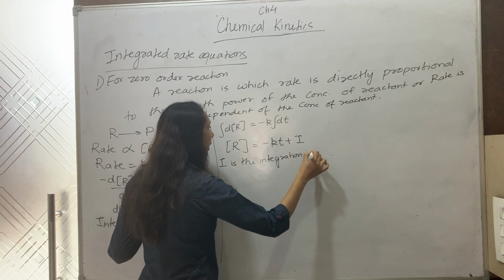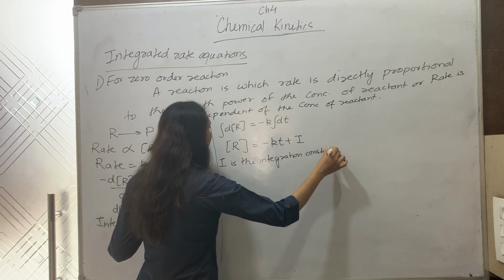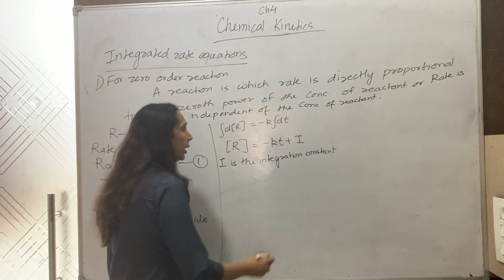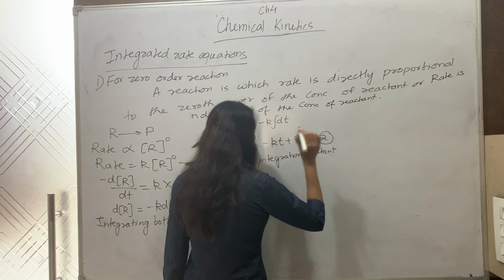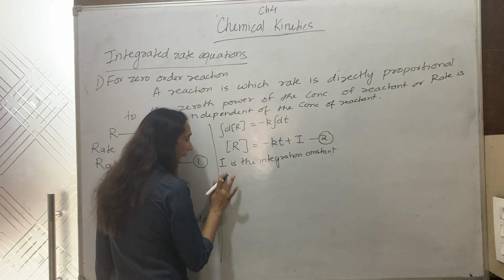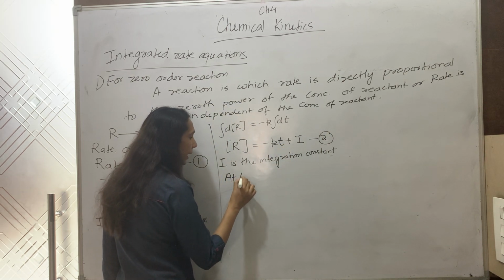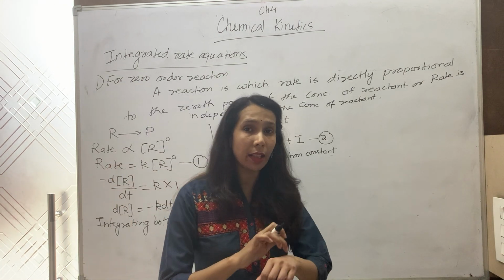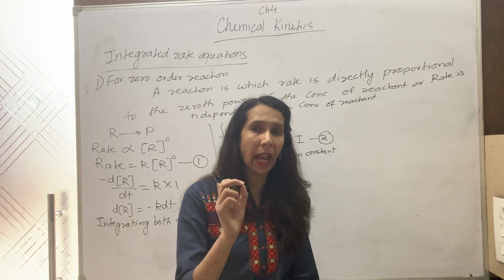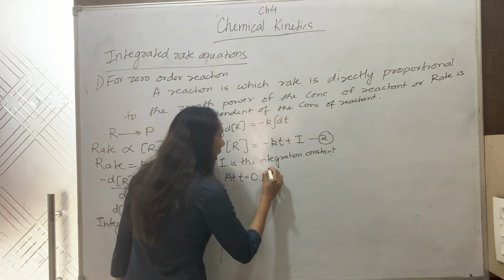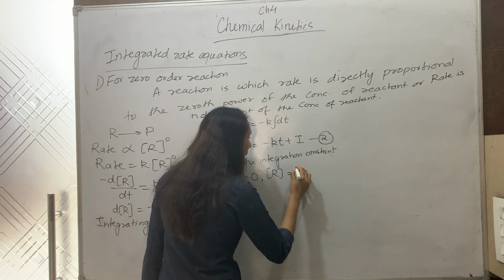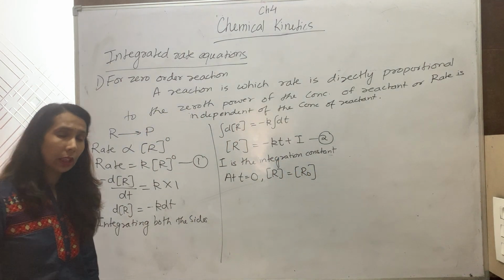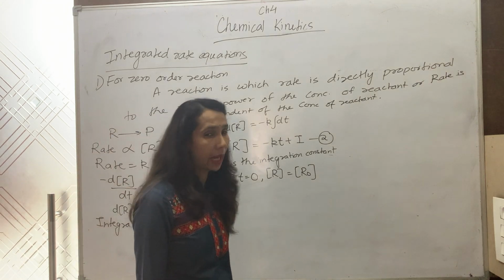Here I is the integration constant. Generally in maths you take the integration constant as c, here we take it as I. This I put as equation 2. At t equal to 0, that means when time is 0, I have just started the stopwatch, I have put the reactants in the test tube, R will be equal to R naught. What is R naught? The initial concentration of the reactant.